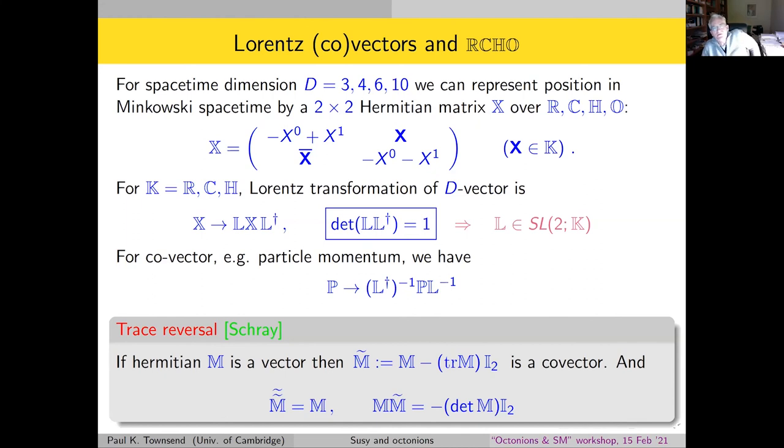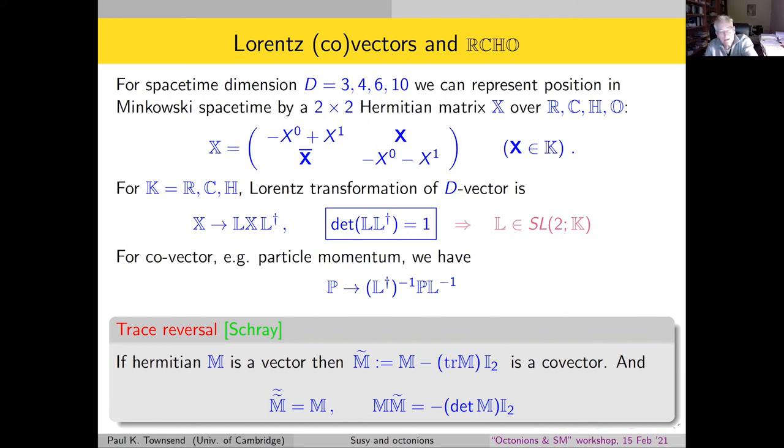If you look at a 2x2 Hermitian matrix over the real, complex, quaternions or octonions, that's equivalent to a point in a Minkowski space-time of dimension 3, 4, 6, and 10. And the parametrization is basically this light-like parametrization, where this boldface X is the transverse space dimension, an element of this normed division algebra. And you have a natural transformation, Lorentz transformations on that, which acts in this particular way.